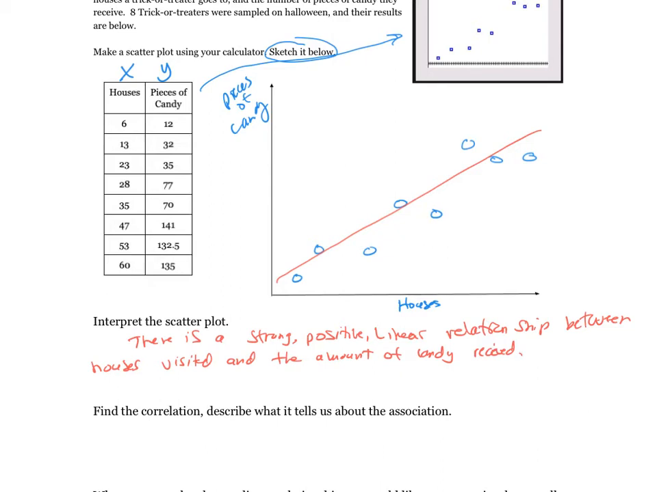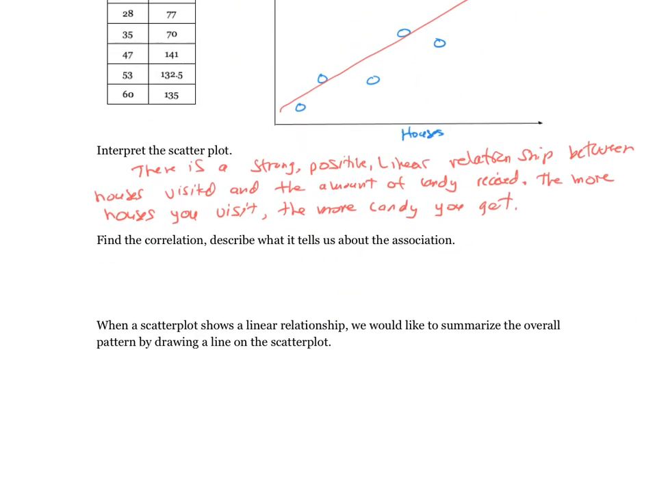Okay, and then we should do a context statement like the more houses you visit, the more candy you get. Something like that, okay? So remember, strong positive linear relationship between houses visited and the amount of candy received. The more houses you visit, the more candy you get. Then it says, find the correlation and describe what it tells us about the association.